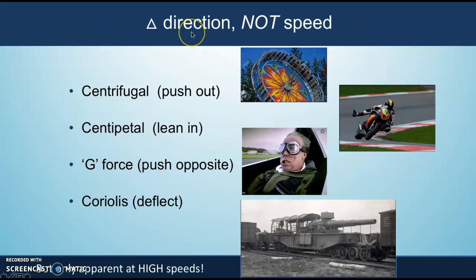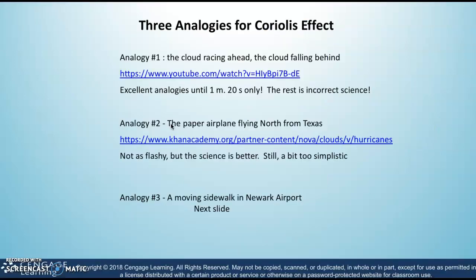I told you that this impacts direction and not speed. I went over that. If you want to stop the video here and take a look at this, it's a good idea. There's three analogies for this Coriolis effect, this effect that changes the direction of artillery. The first is the analogy of a cloud racing ahead or a cloud racing behind or falling behind.